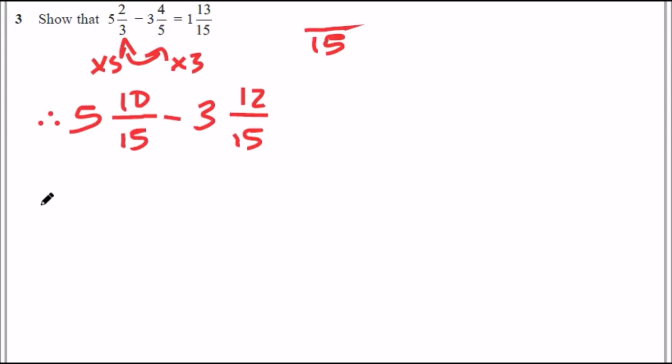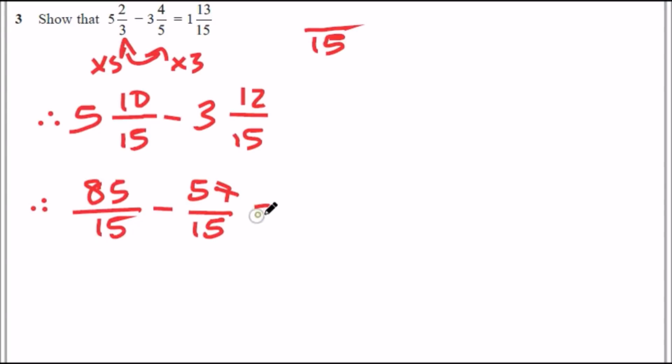So the quick trick to do is to multiply the whole number by the denominator and then add it to the top. So 5 times 15 is 75. Add 10 will give us 85 over 15. Minus, and 3 times 15 is 45. 45 add 12 is 57. You can check this on the calculator anyway, so that's cool.